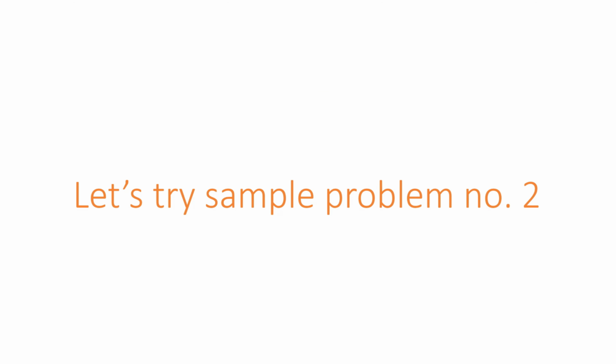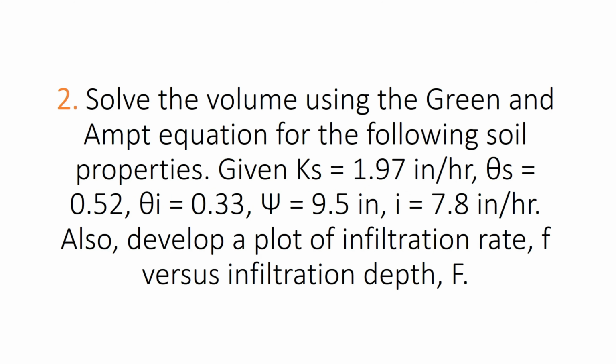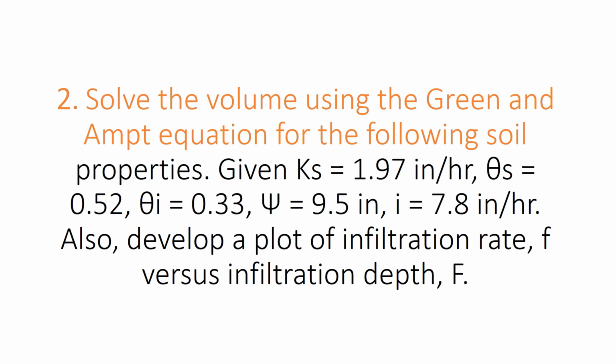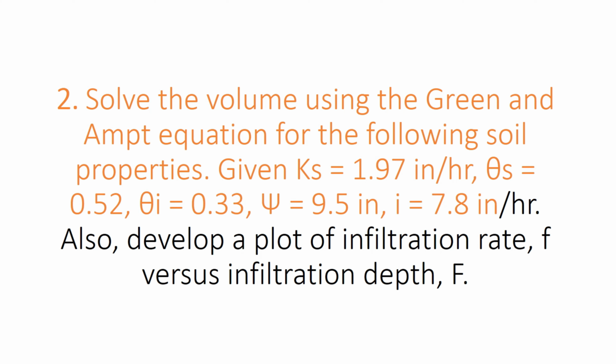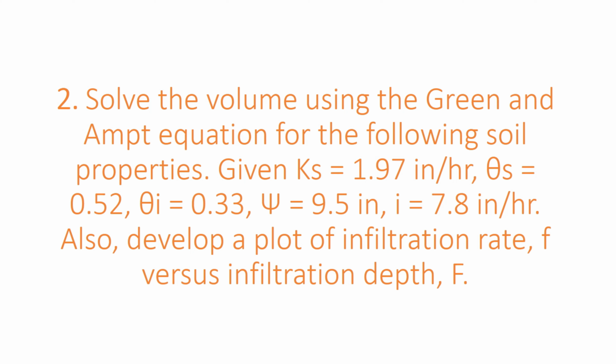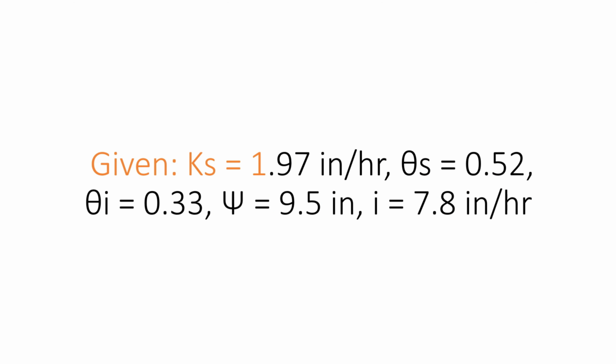Let's try sample problem number 2. Solve the volume using the Green and Ampt equation for the following soil properties. Given Ks equals 1.97 inches per hour, theta sub S equals 0.52, theta sub I equals 0.33, psi equals 9.5 inches, i equals 7.8 inches per hour. Also, develop a plot of infiltration rate, f versus infiltration depth, F. Solution since all the units are consistent.